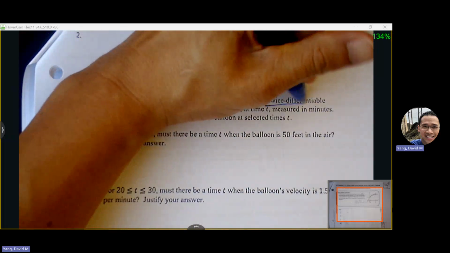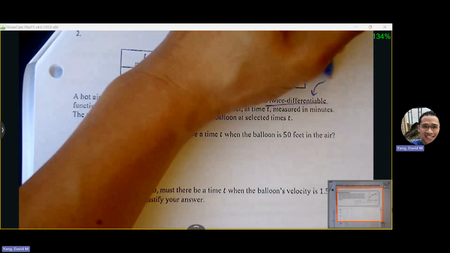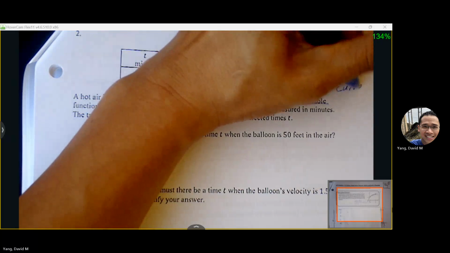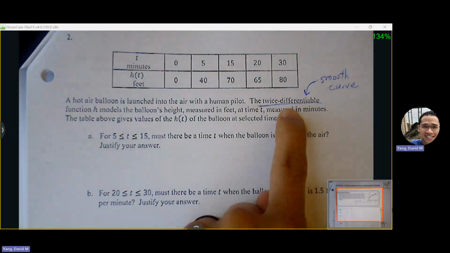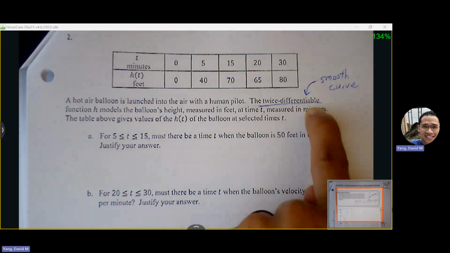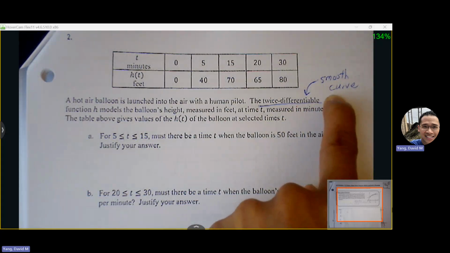So whenever you see this twice differentiable, that just means it's a smooth curve. Twice differentiable means that I'm able to find the derivative twice, at least twice. So it's got to be at least at an x squared or x cubed level so that I can find the derivative twice. Otherwise, if it's a constant, then I can only find the derivative once, and by then it's going to give me a zero. So twice differentiable just means that I'm able to find the derivative twice, which means it must be a smooth curve.